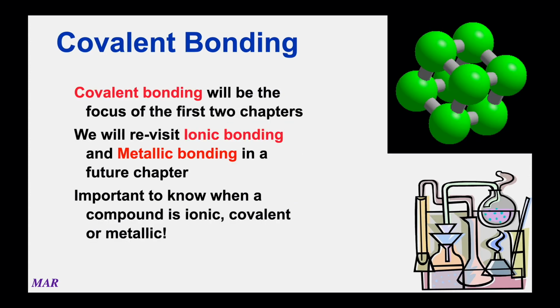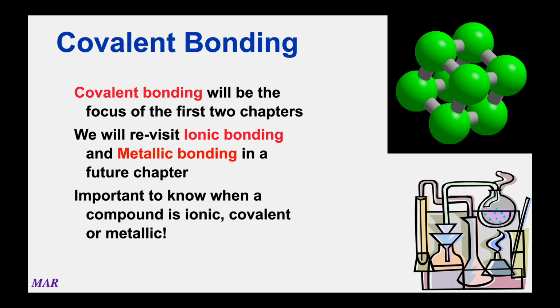So covalent bonding is going to be the focus of the first two chapters, definitely this one and the next one, arguably even the third chapter too, but that's kind of a special thing. We're going to revisit ionic bonding and metallic bonding in future chapters after these first couple chapters. What is important right now is to know if a compound is ionic, covalent, or metallic, and that's not difficult to know. Ionic means it has a positive and a negative, and that usually means a metal and a nonmetal.